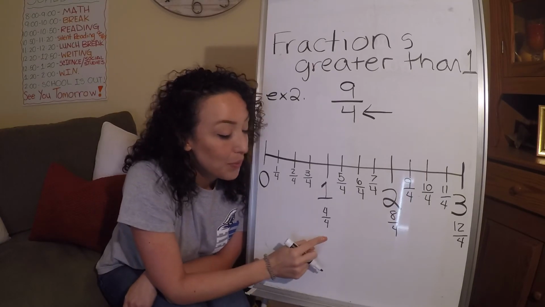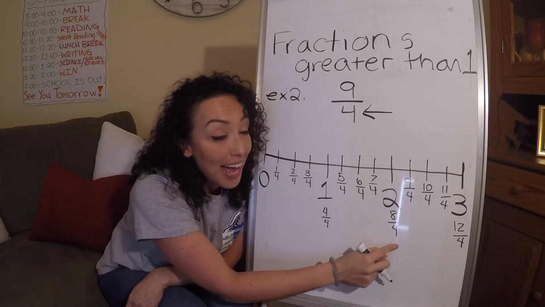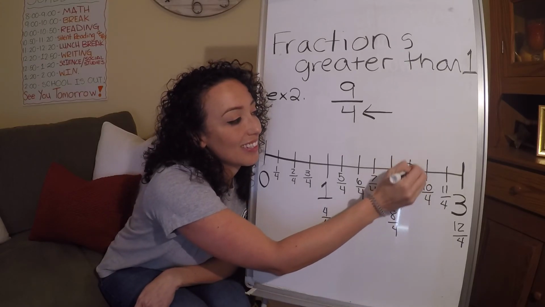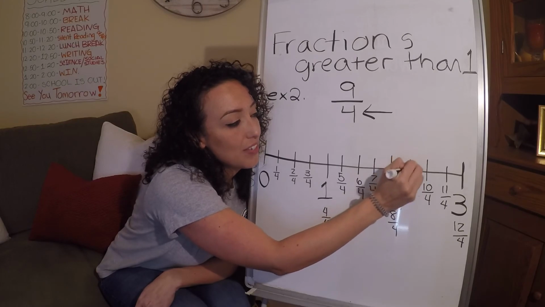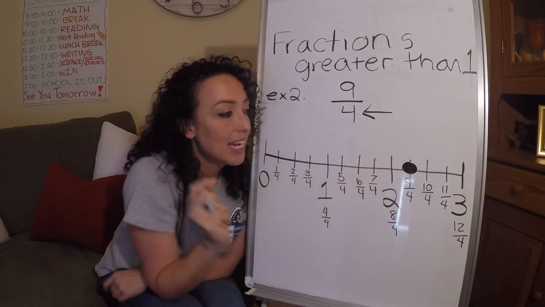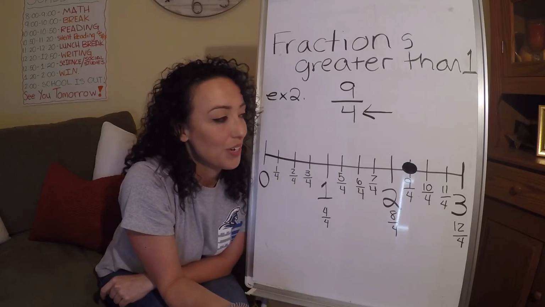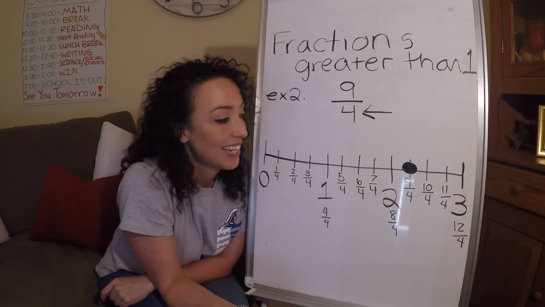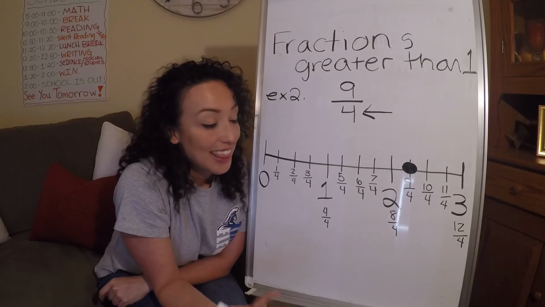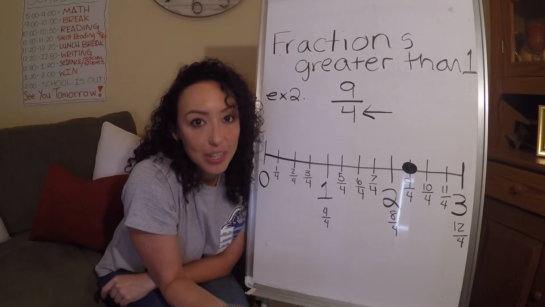Yep. So if you were to plot 9/4 on this number line, you would see that it comes after 1, after 2. And just like I tell my kiddos in class, put a big dot that they can see from space that represents where your number is on the number line. And that's it. That is a fraction larger than 1.